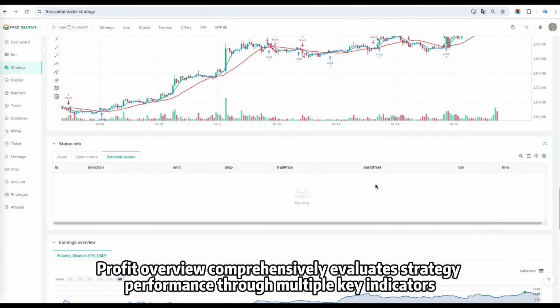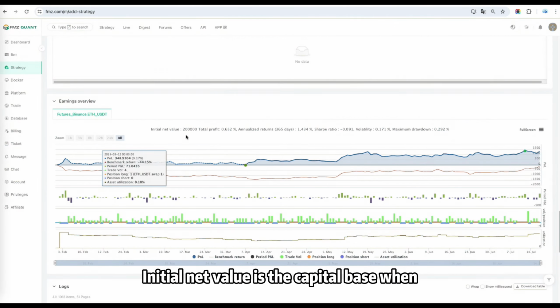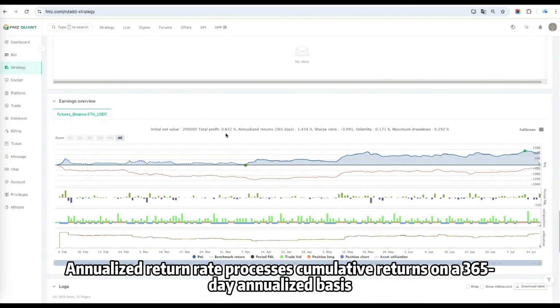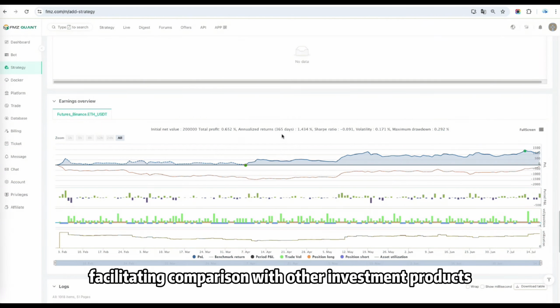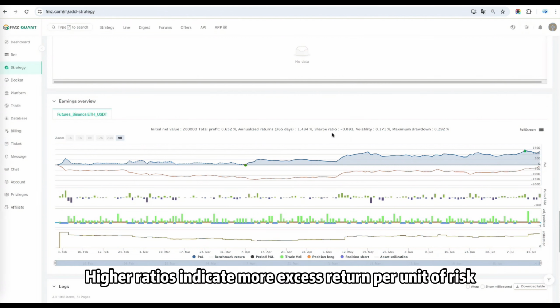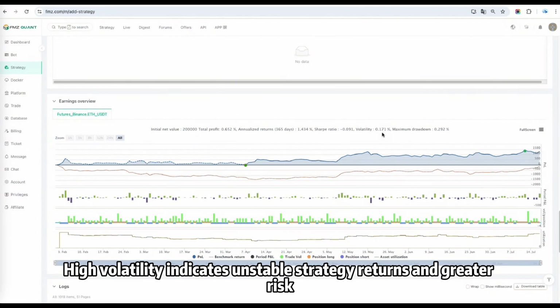Profit overview comprehensively evaluates strategy performance through multiple key indicators. Initial net value is the capital base when the strategy starts. Total profit reflects the strategy's overall profitability, with negative values indicating losses. Annualized return rate processes cumulative returns on a 365-day annualized basis, facilitating comparison with other investment products. Sharpe ratio is an important indicator measuring risk-adjusted returns. Higher ratios indicate more excess return per unit of risk. Annualized volatility reflects the stability of strategy returns. High volatility indicates unstable strategy returns and greater risk.